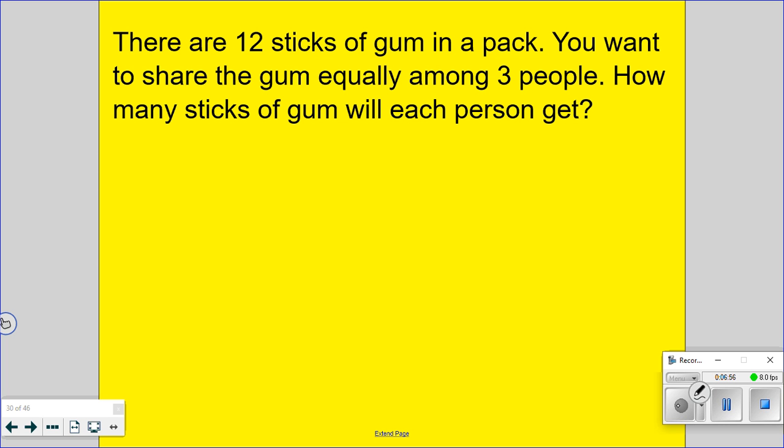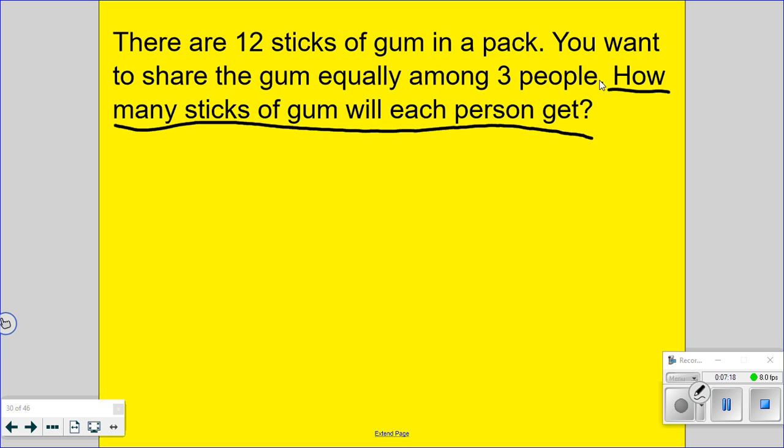Callie, what do you think? How many packs of gum? Not how many packs of gum. Let's look carefully at this question. How many sticks of gum will each person get? Jordan, what are we counting? I am not counting people. I know how many people there are.